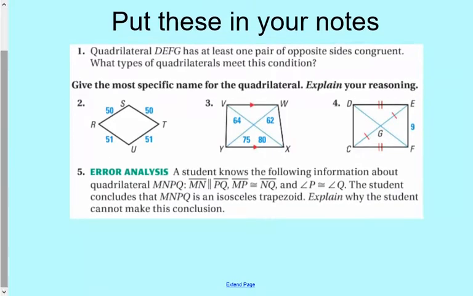Quadrilateral DEFG has at least one pair of opposite sides congruent. What type of quadrilateral meets this condition? So I'm just going to draw this here. Opposite sides congruent. Okay, so it could be an isosceles trapezoid. That's probably the one that students are most likely to forget.